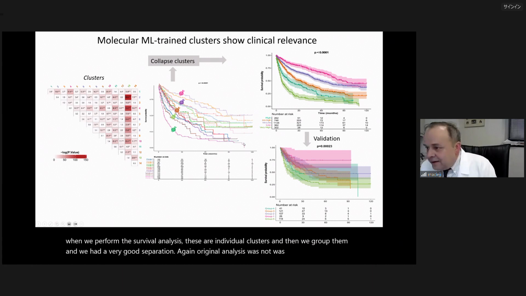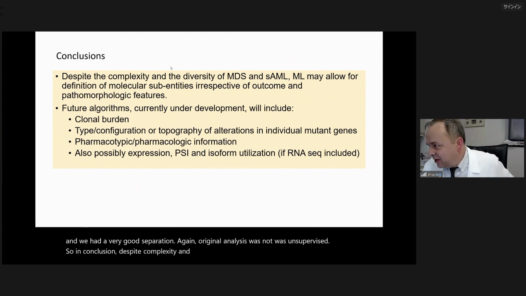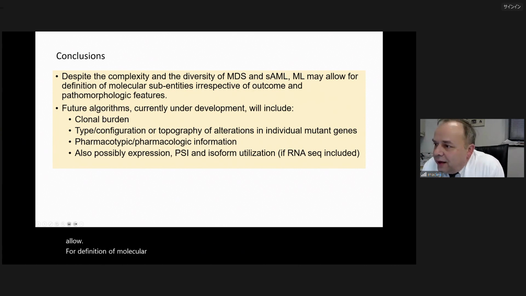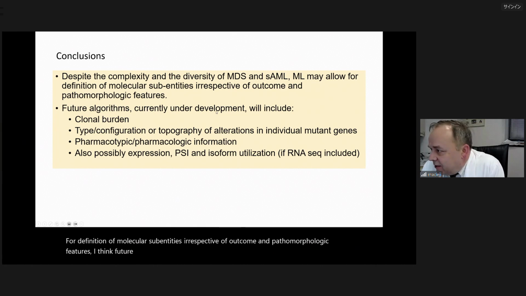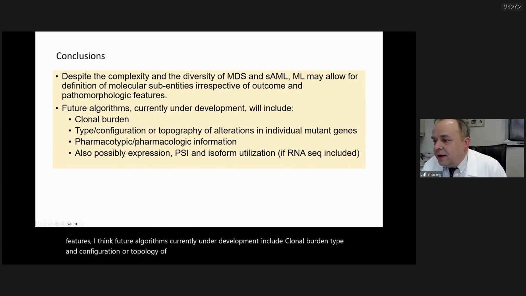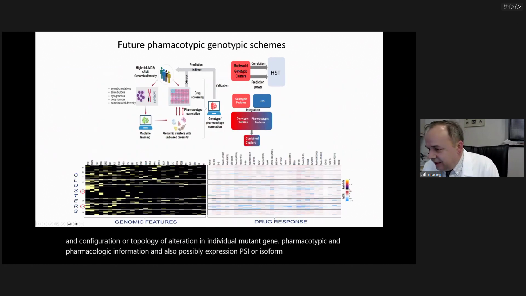So in conclusion, despite complexity and diversity of MDS and AML, machine learning might allow for definition of molecular subentities irrespective of outcome and pathomorphologic features. I think future algorithms currently under development will include clonal burden, type and configuration or topology of alteration in individual mutant genes, pharmacotypic and pharmacologic information, and also possibly expression, PSI, or isoform utilization if we include RNA-seq.